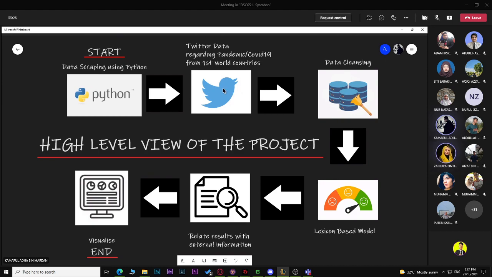Once we have the tweets, we'll go to the data cleansing process. Clean out anything that we can, remove stop words, remove the emojis, emoticons, anything that is unnecessary. Afterwards, we will apply the lexicon-based model, which is simply sentiment analysis. Based on the tweets, we will determine whether it is negative, neutral, or positive towards the topic of pandemic or COVID-19. From there, we'll try to relate the results with external information.